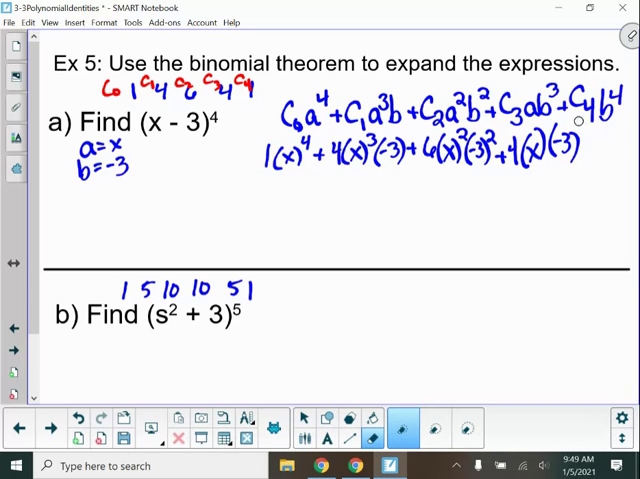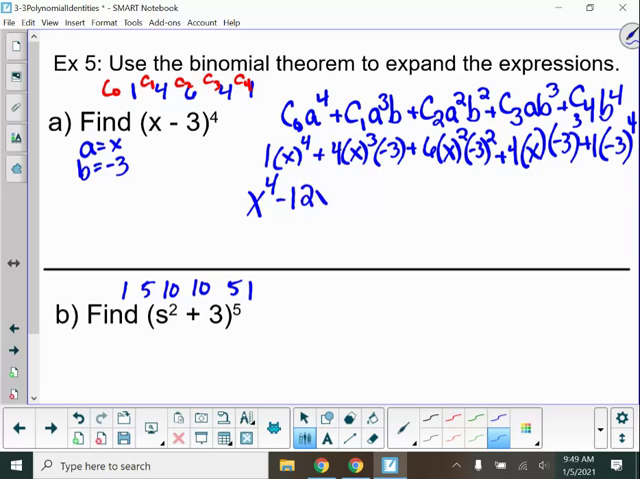My board is going a little haywire over here in the corner. And then my 1, and then my b value to the fourth power. And then I go through and simplify. 1 times x to the fourth is x to the fourth. 4 times x cubed times -3 is -12x to the third.